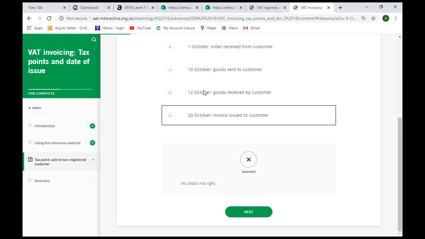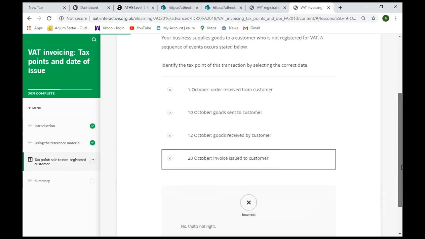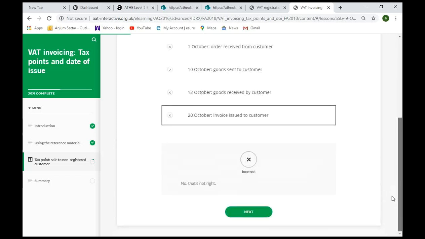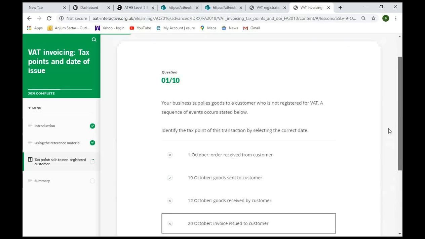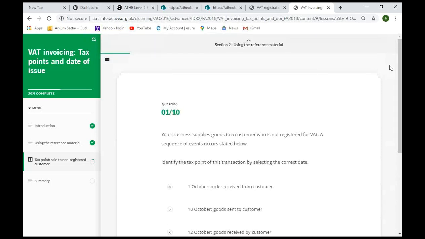Because the customer received goods when they received it. Yes, 12th October. So 12 October, received by customer. So goods sent. And so tax point is basically when the goods leave the business towards the customer. So when goods available.